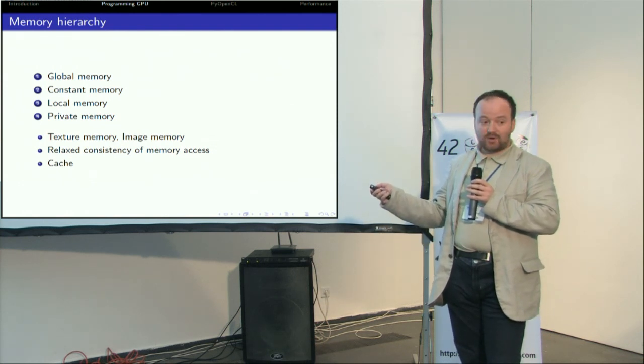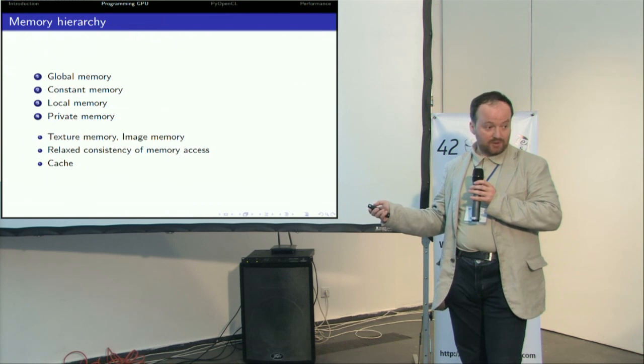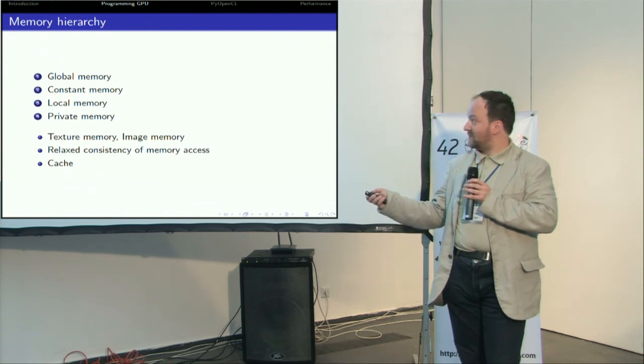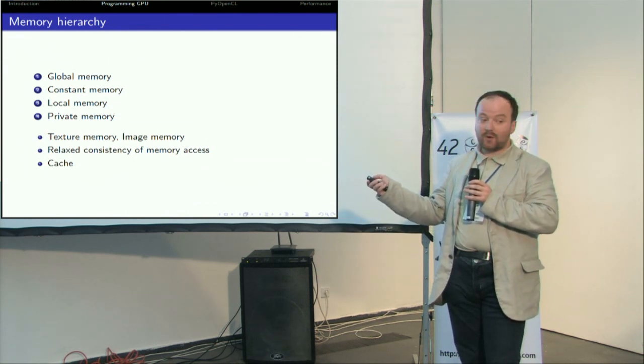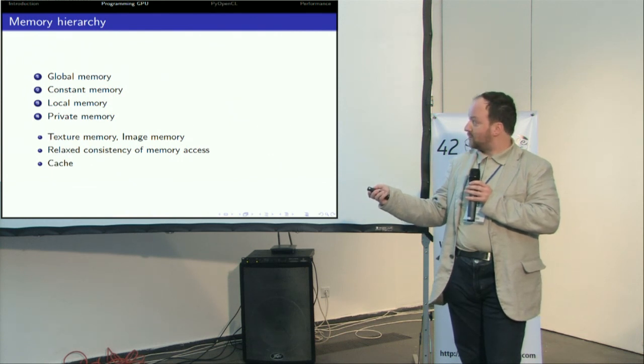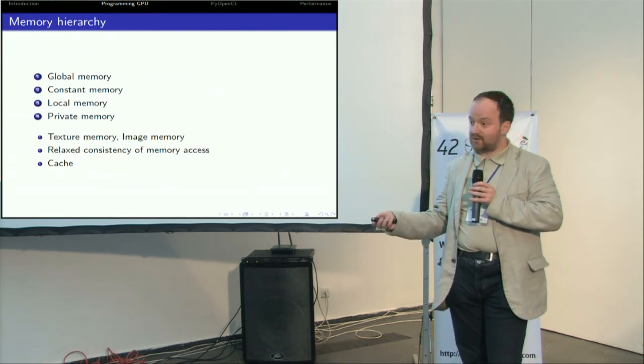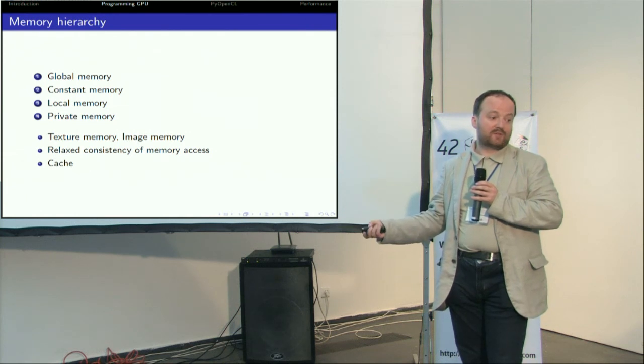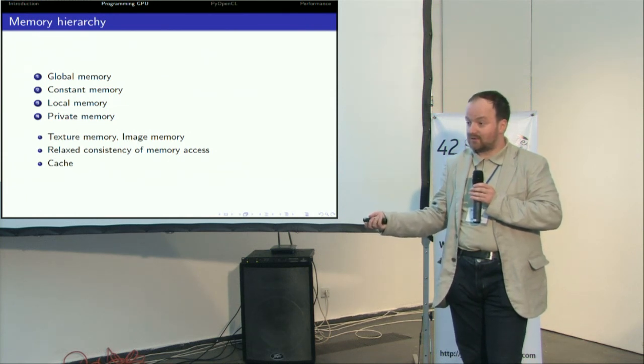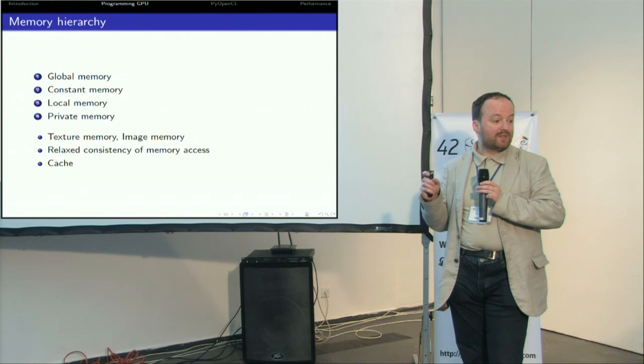This is the largest memory. This is the smallest amount of memory. But at the same time, this is the fastest memory, and this is the slowest memory. So access to private memory takes 1 or 2 cycles. Access to global memory takes 500 to 1,000 cycles, which means that we need to manually manage memory.